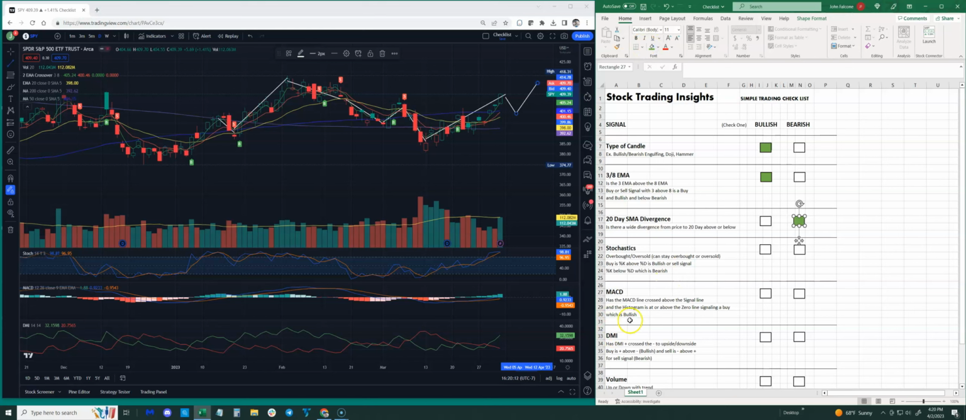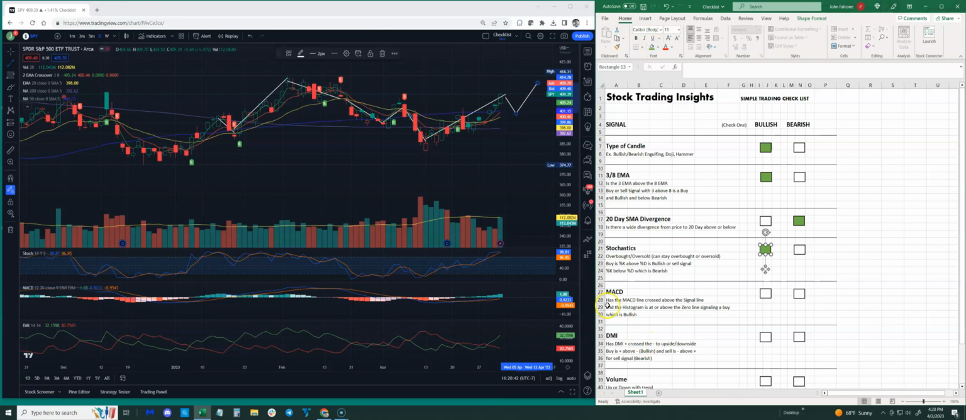Stochastics. Is the percent K above the percent D or below? Well, you can see the blue line is above, so that's very bullish. Yes, it is overbought, but it can stay overbought. Let's remember on these lower indicators, price and volume trump everything else. It's the most important. But yes, it is above. It could stay overbought for a while, but that is bullish.